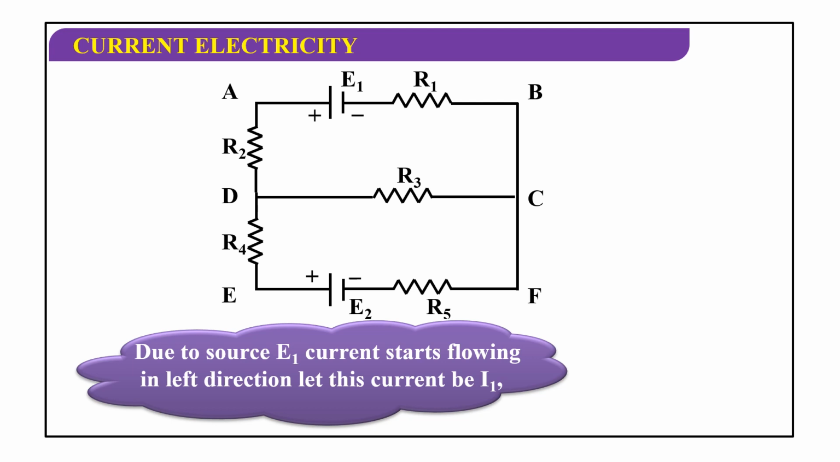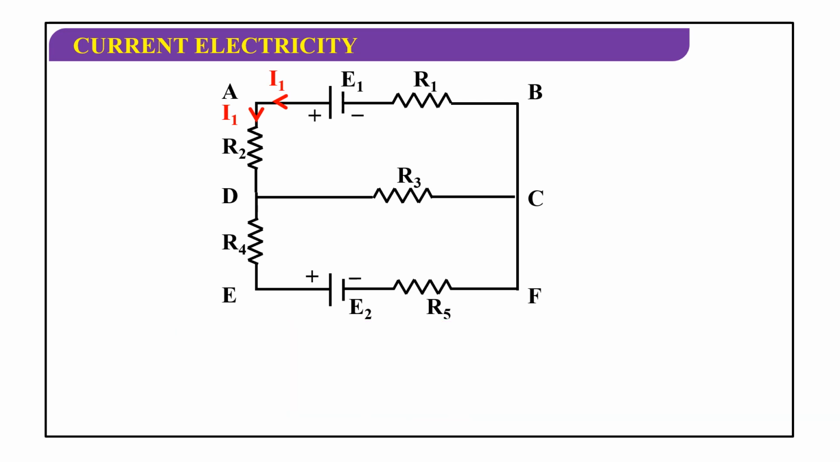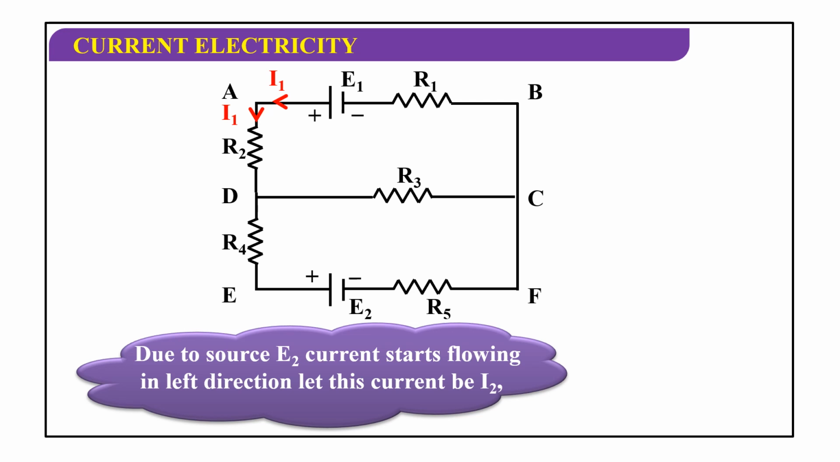Now due to source E1, current starts flowing in a left direction. Let this current be I1. This is marked in red. Due to source E2, current starts flowing to the left direction. Let this current be I2. So this is I1 and this is I2. We have marked it by red, and please note the direction.